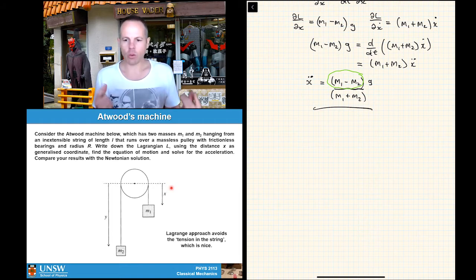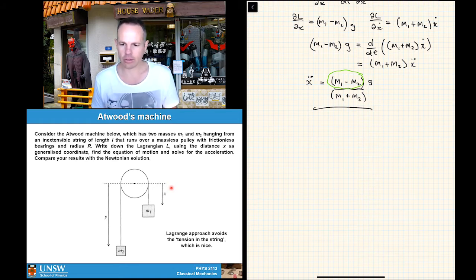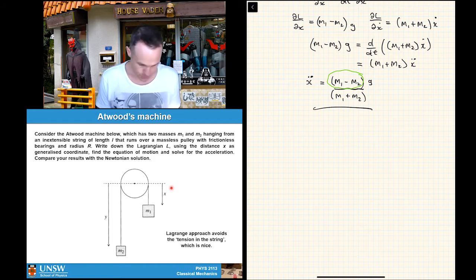They're probably about equal, and given the choice of which one to do, I'd probably take the Lagrangian approach just because it's easier to do and there's less mucking around with tensions and components and stuff like that. But you can do them either way, and neither's harder than the other, okay?